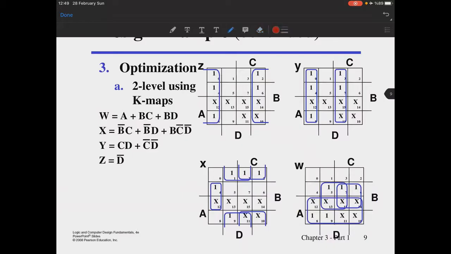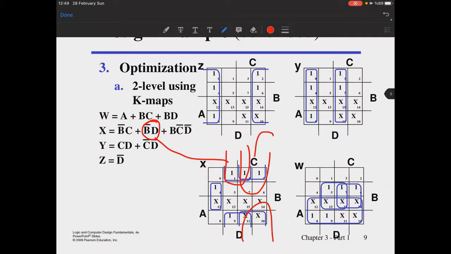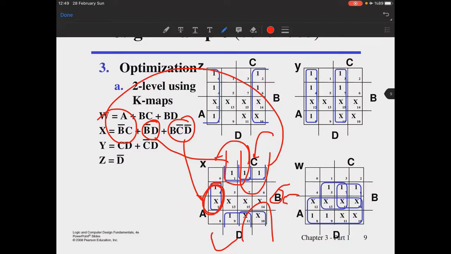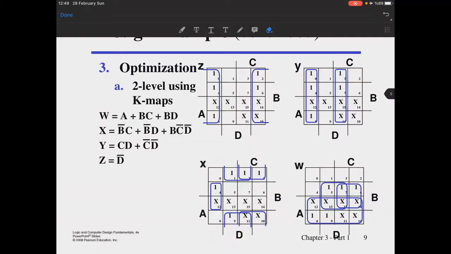That's done. And what about X? The largest possible one, this one, is what? It is DB'. And the next one is this one, right? So what is this? It is CB' again. And finally, you will have this one. What is this? It is BC'D'. Great. And then we're done with X as well.